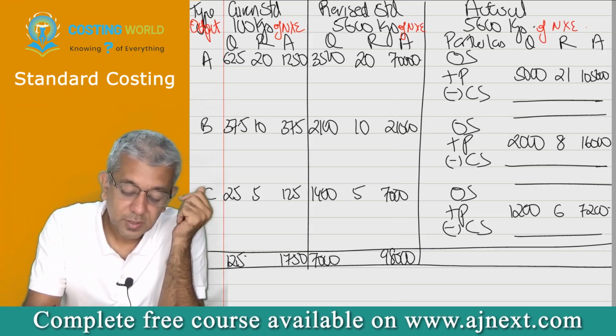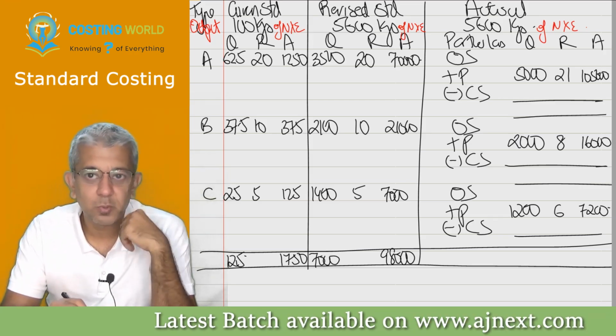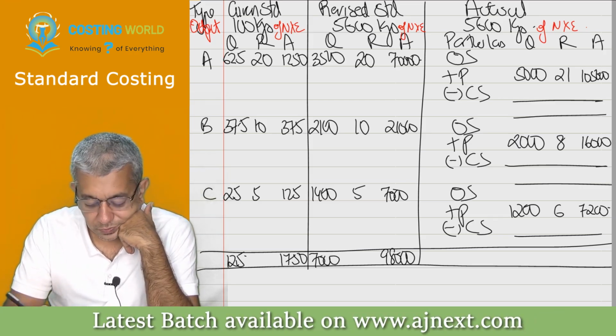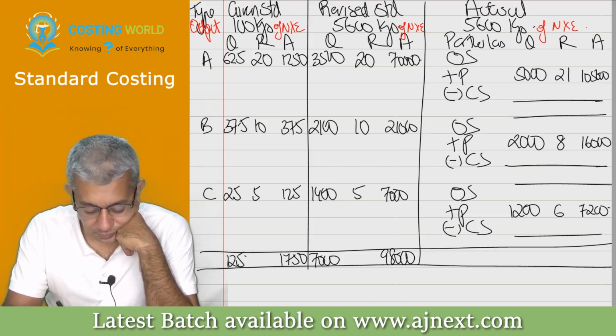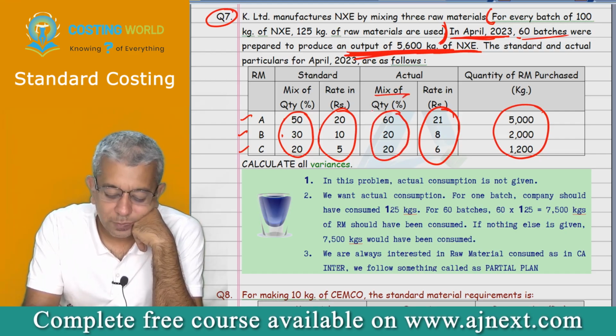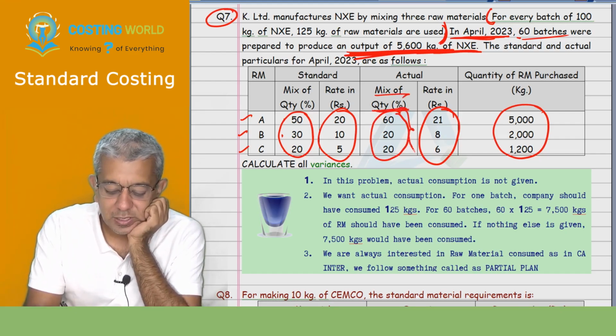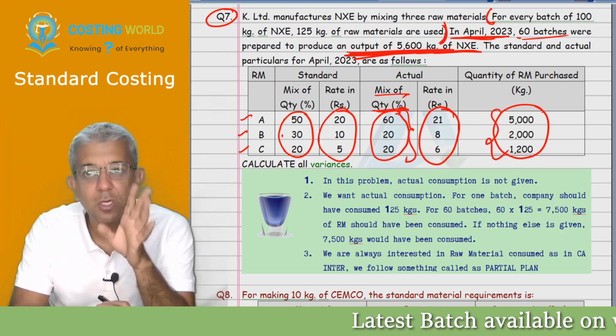Now see, this question only becomes special because of one thing that I'm going to be doing right now. Now, you have been given this data also, the actual mix of the quantity. You all will understand one thing: this ratio and this ratio are not the same, no?